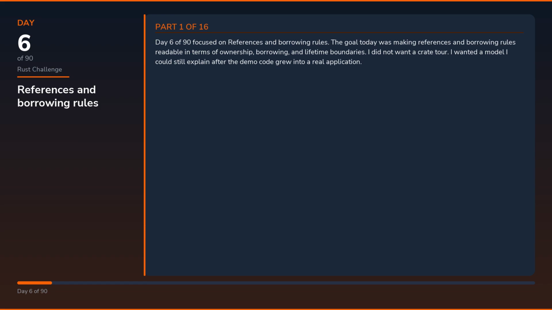Day 6 of 90 focused on references and borrowing rules. The goal today was making references and borrowing rules readable in terms of ownership, borrowing, and lifetime boundaries. I did not want a crate tour. I wanted a model I could still explain after the demo code grew into a real application.